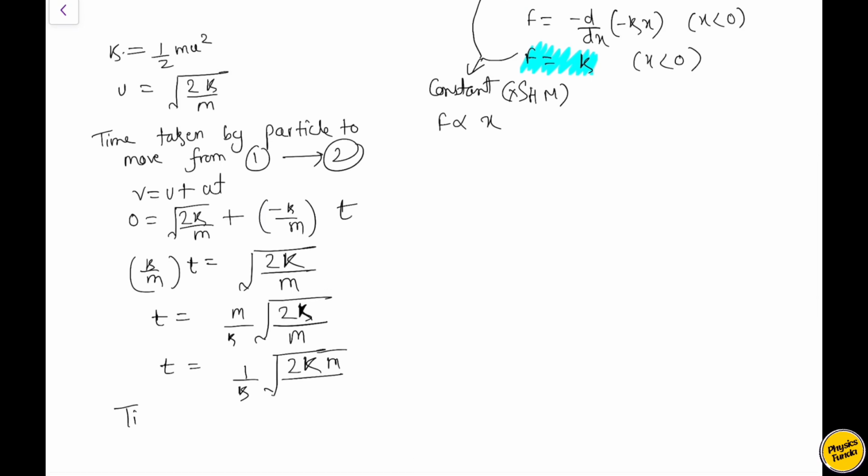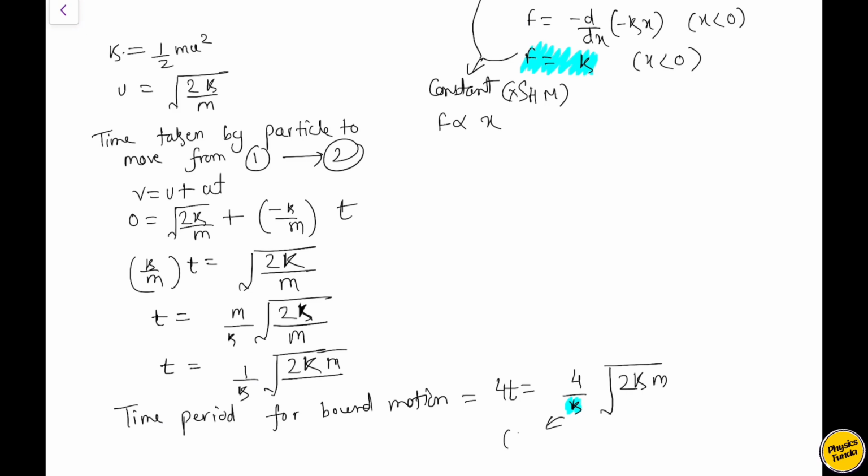So my time period for bound motion is equal to 4 times small t, and that is equal to 4 upon small k times the square root of 2 times capital K times small m. This k was my positive constant, and this capital K is my kinetic energy.